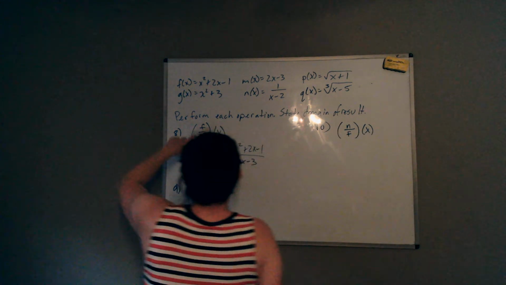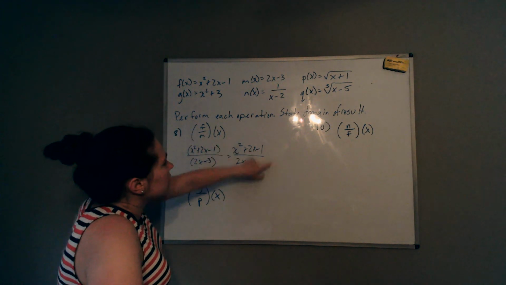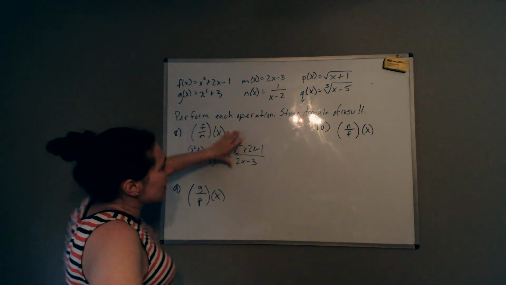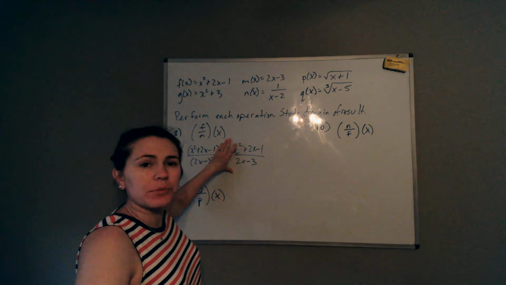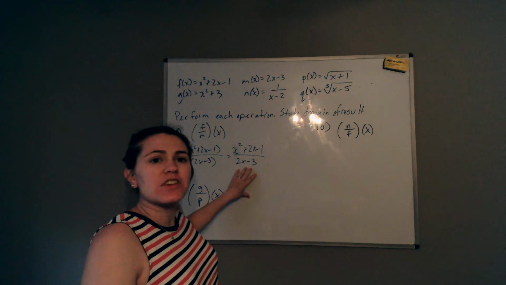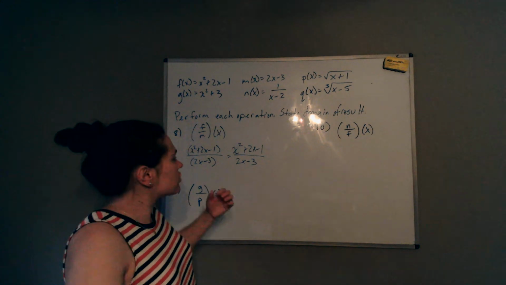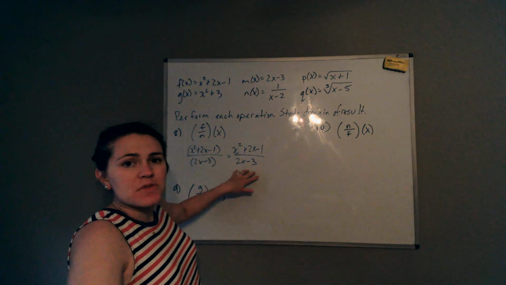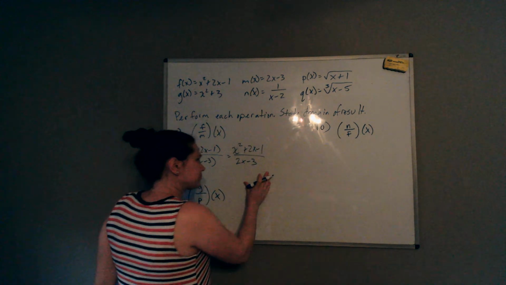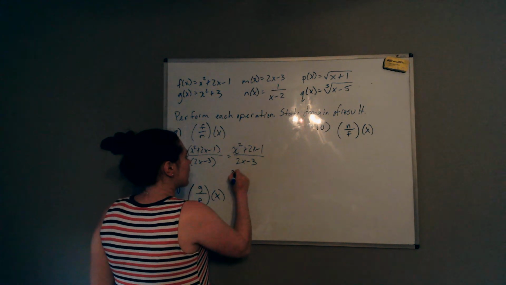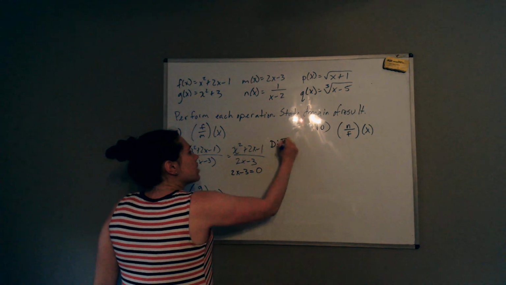So notice, f didn't create any domain restrictions. m didn't create any domain restrictions. But because I'm dealing with division here, have I created any new domain restrictions? Yes, because now I have what's called a rational function. I have variables sitting in my denominator. If you have variables sitting in your denominator, you should be concerned with making sure that you do not plug in any number that could make the denominator 0. So whenever you're left with an expression with variables in the denominator, we have to figure out what values make this 0, and then we have to exclude that from our domain.